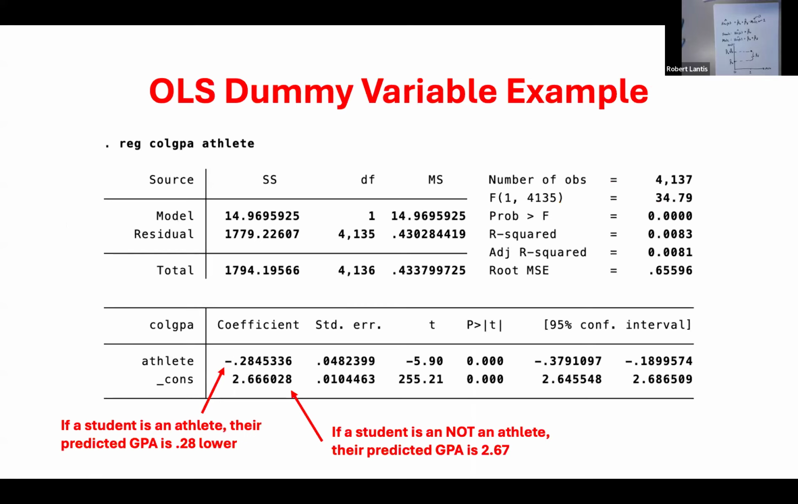So I already talked about this on the other slide. In terms of what that effect is, we said that when they are a student athlete, we would predict that their GPAs are about 0.28 lower. But we could also think about, if they're not a student athlete, what would their predicted GPA be? Well, just that intercept coefficient, or just the constant. So if they're not a student athlete, their GPA is approximately 2.67. If they are a student athlete, it's about 0.28 points lower, or 2.39, if I'm doing the math in my head correctly. Okay. All right.